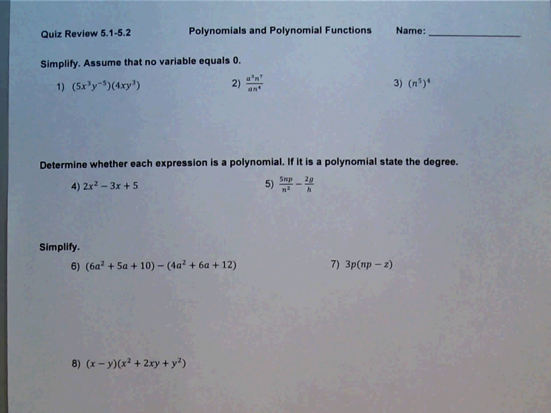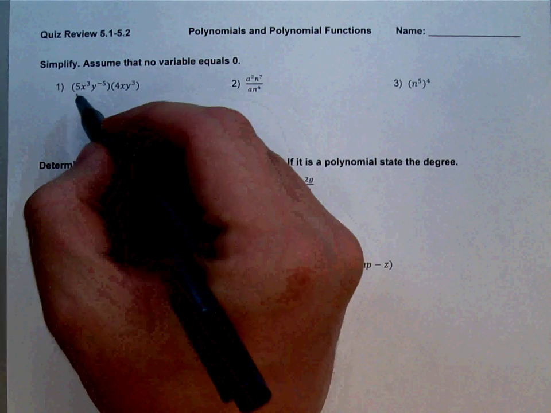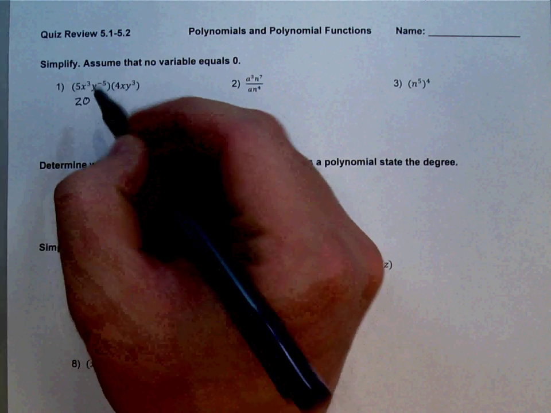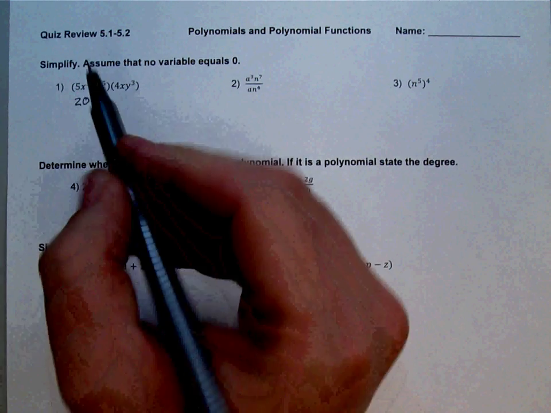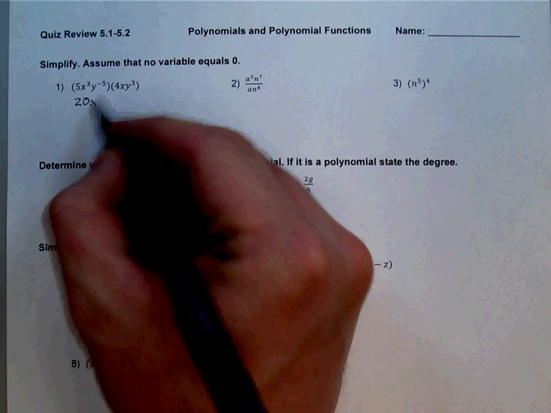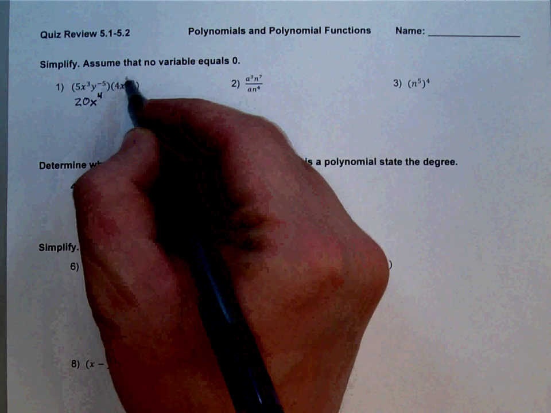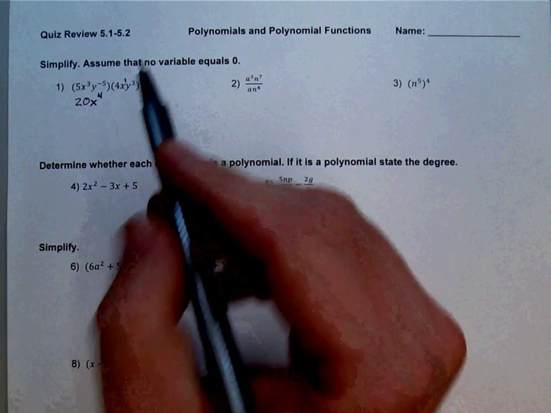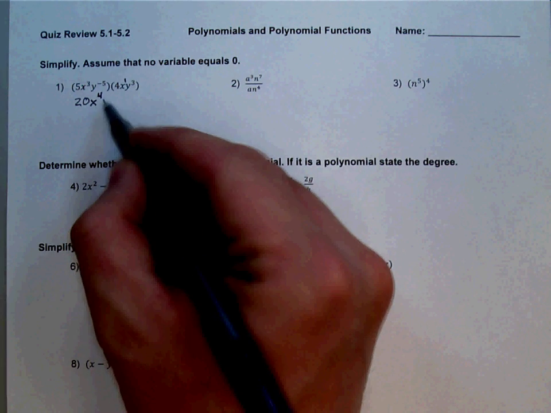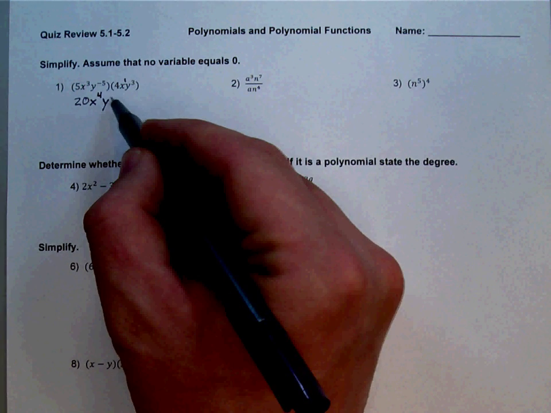Okay, number 1, we have multiplication, so 5 times 4 we can multiply together to make 20. We have an x to the third times x. That becomes x to the fourth. We would add our exponents. And the x really has an exponent of 1 since it's not written there. And for the y's, negative 5 plus 3 is negative 2.